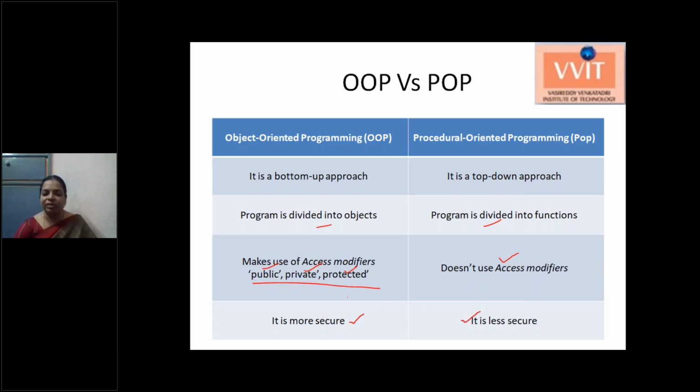That is in the case of data hiding. We have the facility to hide the data, so it is more secure than the procedural oriented programming language. So these are the basic four differences that we have between object oriented and procedural oriented language.